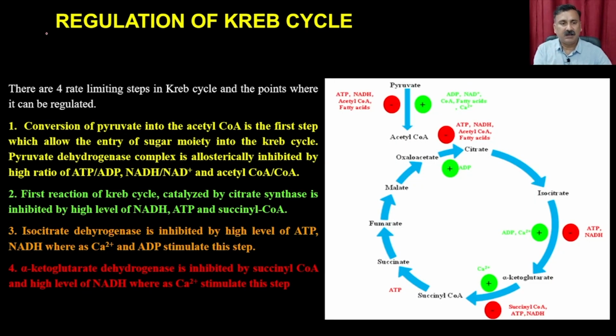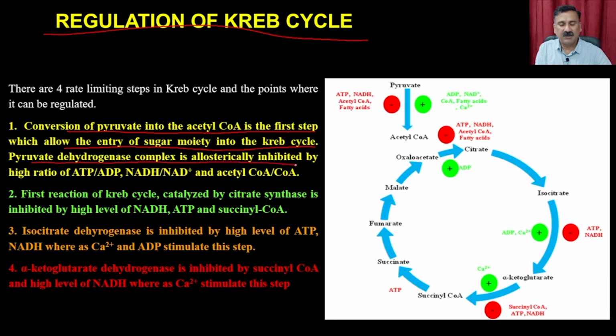The Krebs cycle, and the enzymes and intermediates it produces, are very important because they are communicating with different types of metabolic reactions. For example, in the conversion of pyruvate into acetyl CoA, this step is the entry of sugar moieties into the Krebs cycle.